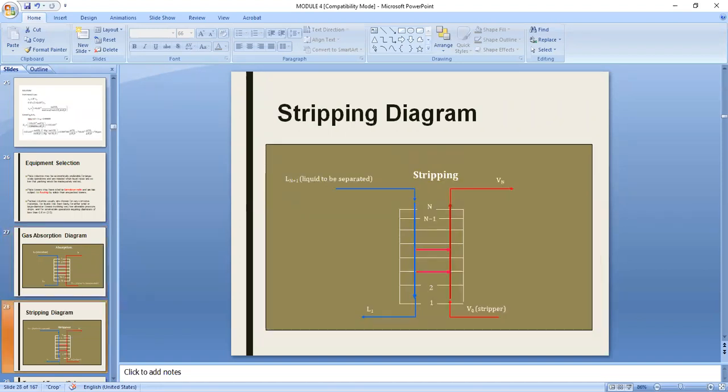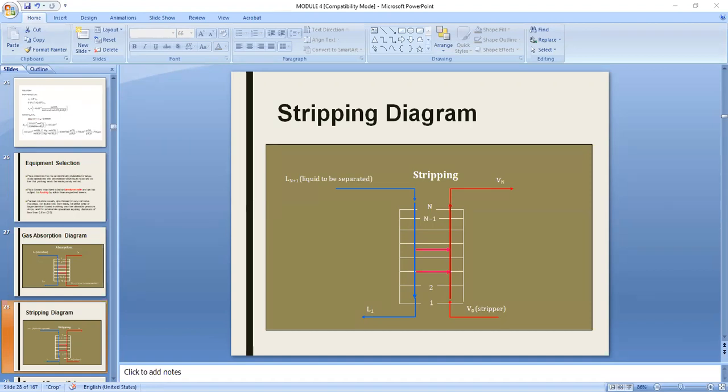Now for stripping, since our solvent here is the gas phase, it's not the feed anymore because our feed here is the liquid phase. So this is where your stage 1 is. Wherever your solvent is being introduced or fed in your column, that would be plate or stage 1. So the same principle applies. You label the streams or the phases based on the plate where they came from.